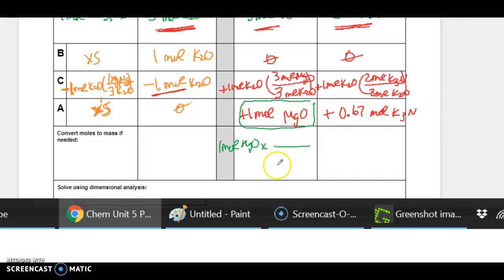Then I have to use my molar mass, okay? The mole has to be at the bottom, so it cancels, and I know there's 40.3 grams of magnesium oxide per mole. Okay, so I'm going to just be left with 40.3 grams of magnesium oxide. So that's my answer.